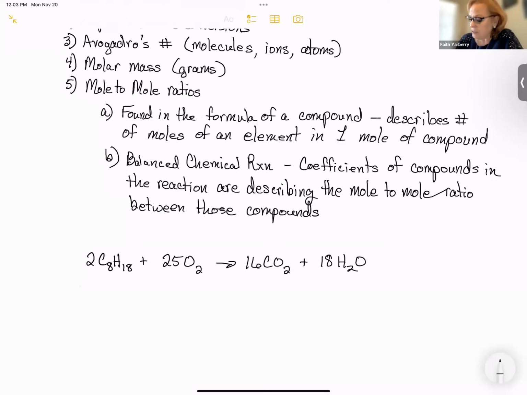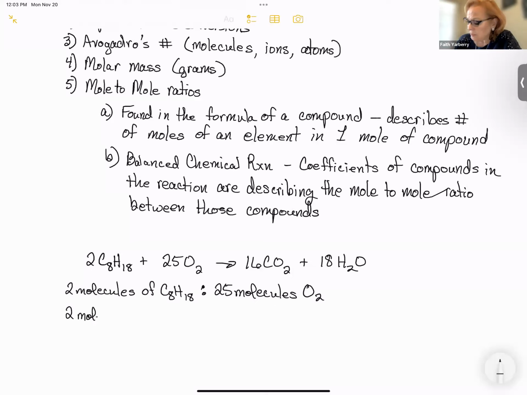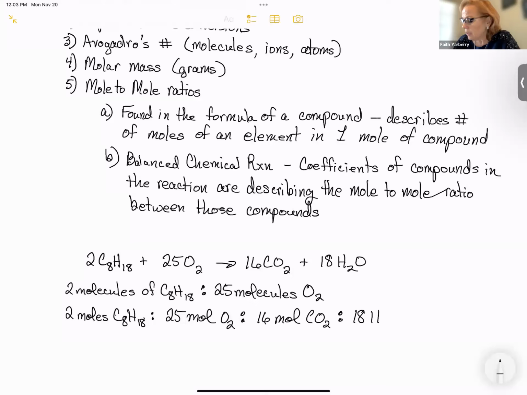We can describe this as 2 molecules of C8H18 to 25 molecules of oxygen, but it's more common to describe it as 2 moles of C8H18 to 25 moles of O2 to 16 moles of CO2 to 18 moles of H2O.